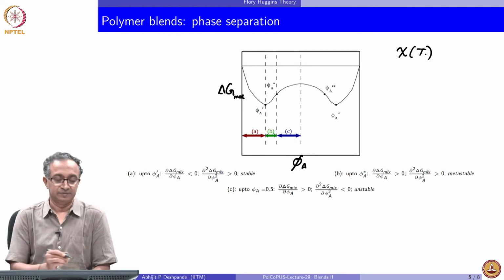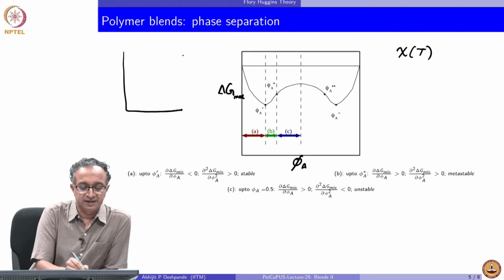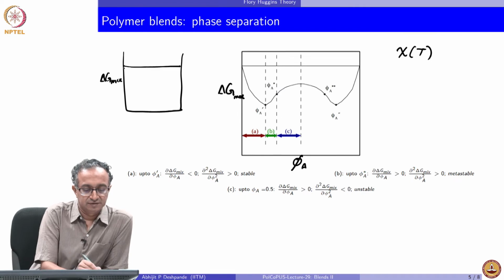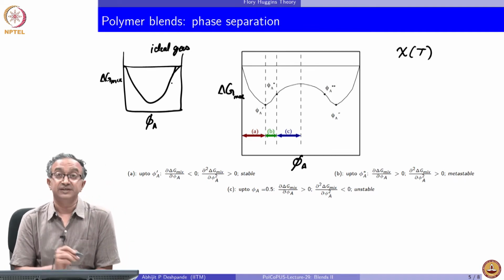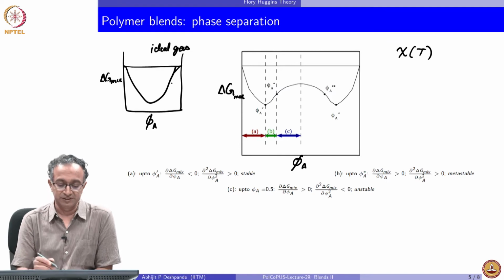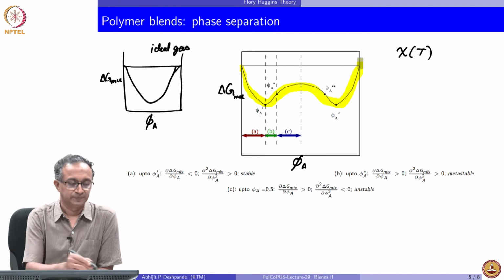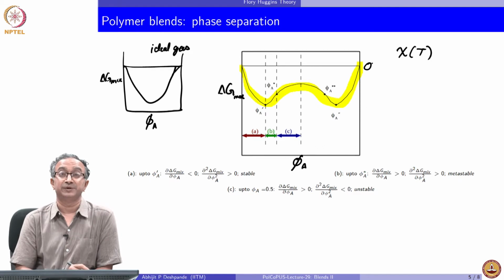So in these cases of mixing, when we have delta G of mix for an ideal gas mixture, the behavior is just like this. So this is for an ideal gas. You can see that for all proportions of phi A, delta G is negative. In the case of a polymer blend with partial miscibility also, delta G is negative throughout, because this is the zero value. But the shape is interesting.